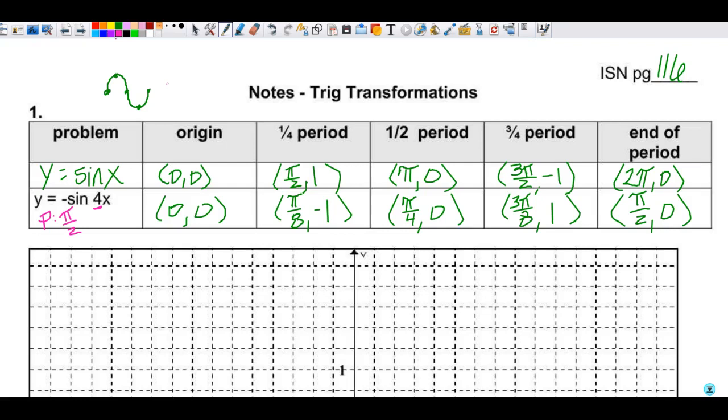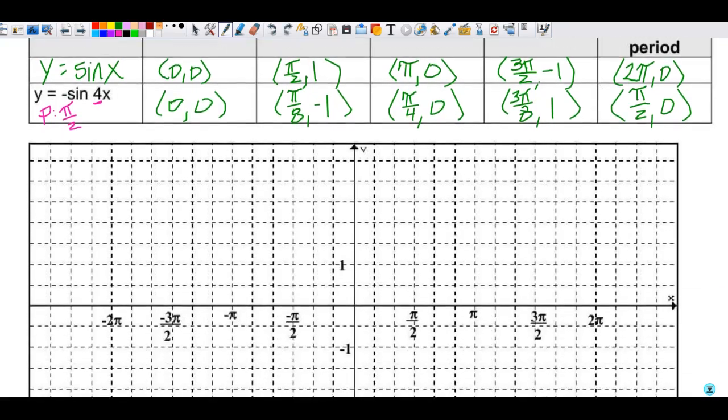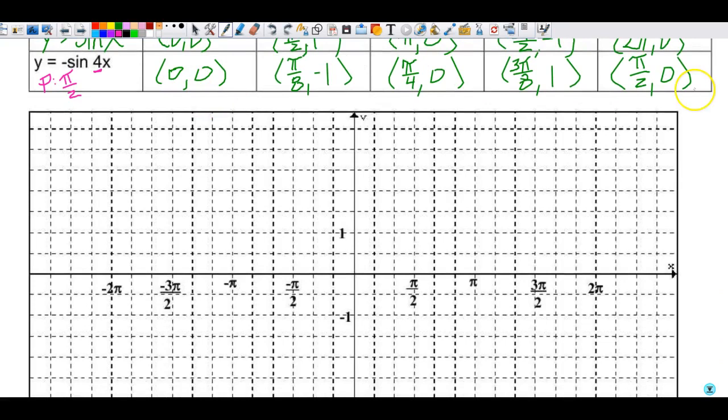Okay. So then we're going to go down here and plot our new points right here. And so I have 1 at 0, 0. So I have pi eighths, -1. Now this is pi halves. So another way to look at this, when you go from here to here, the beginning of my period is at 0, 0. The end is at pi halves, 0, right there. So I've taken care of these two.